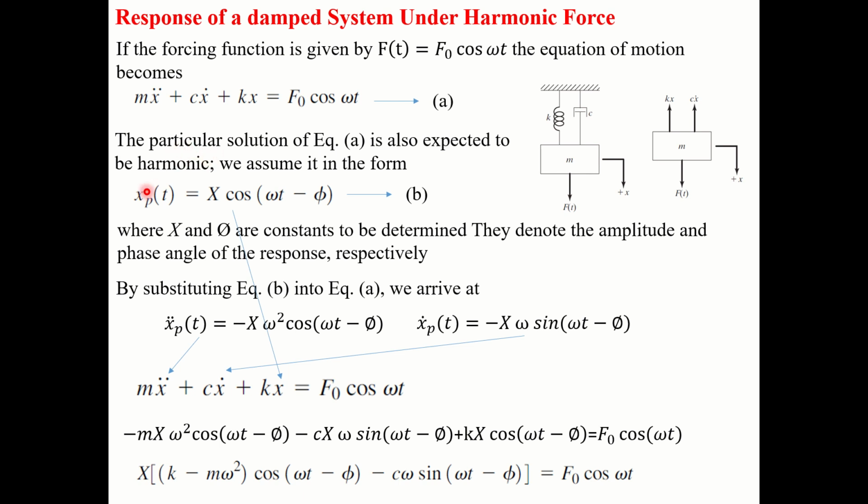Here you see x_p(t) is assumed as X cos(omega t minus pi). We will substitute this equation in the equation of motion by differentiating 2 times for acceleration and 1 time for velocity. Now you substitute in this equation, and when you simplify you will get this equation. So how it came, I think you got it. Next, we'll see how to solve this equation.